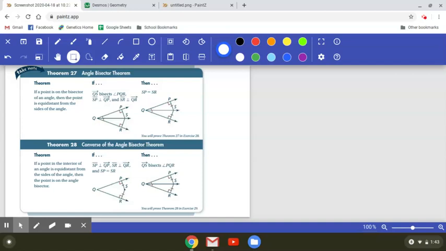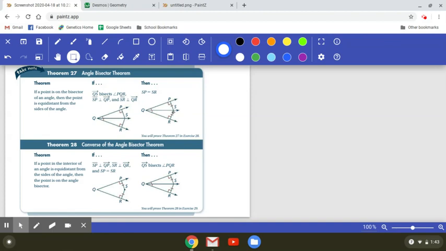Okay, this is IM2 and we're doing lesson 4-2, and we're talking about the angle bisector theorem. So the idea is that if we have a line that bisects an angle, and we draw a 90-degree line into either one of those sides, these two lines on the sides will be equal.